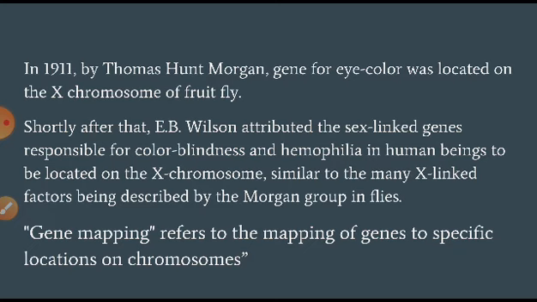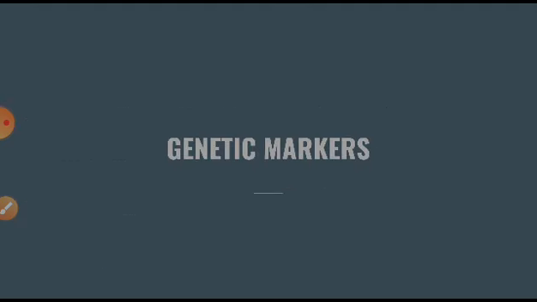As I told you, Thomas Hunt Morgan around 1911 worked on it, and he found the gene for eye color located on the X chromosome of the fruit fly. So this is a little history of it.